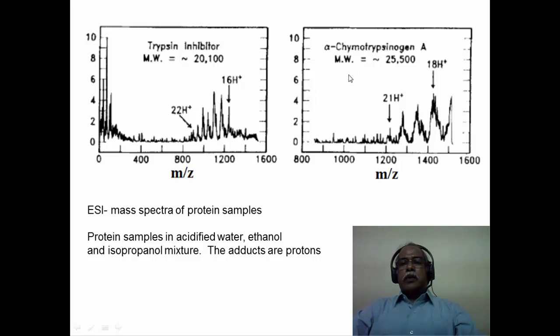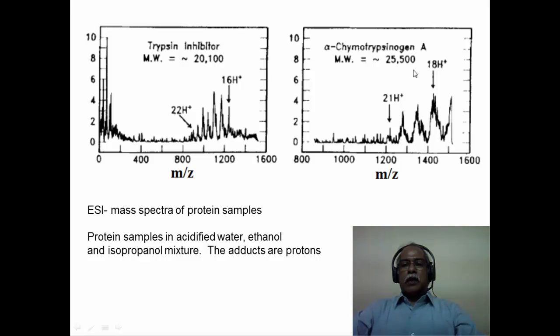Now this is chymotrypsinogen, which is again a protein sample. This is also analyzed under the conditions of acidified water, ethanol, and isopropyl alcohol mixture. Once again, you can see the multiply charged ions corresponding to 18 protonated species, 21 protonated species, and so on. We'll look into how we calculate the number of protons attached in a few minutes. But for the time being, assume that this is the 18 protonated species and this is 19, 20, and 21 protonated species. The molecular weight of this protein sample is 25,500.